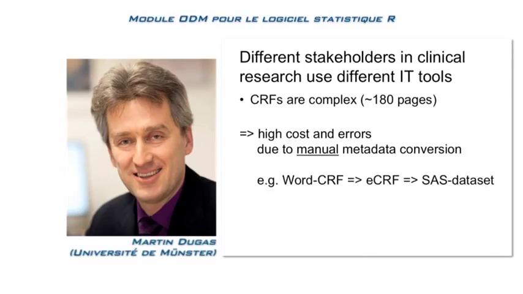Now, you might remember I told you that CRFs are quite complex: on average 180 pages per trial. That corresponds to maybe around 1,000 to 2,000 data items. And of course, if you work with the metadata, with the item names, there is a really high cost and a source of error due to manual metadata conversion. So typically you start with a Word CRF, then you build an eCRF in your EDC system, and then you get a SAS data set.